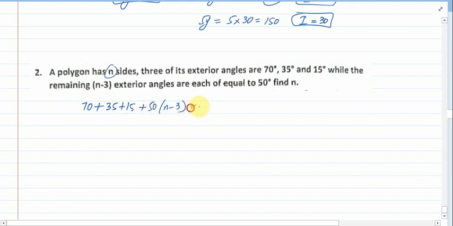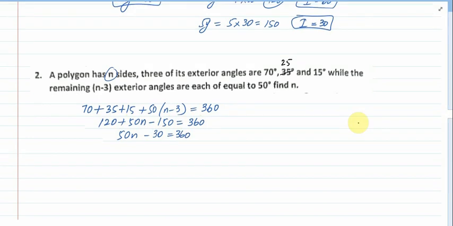Right? We know that the sum of exterior angles is 360. Now you can calculate the value of n. So 70 plus 35, that is 105, plus 15, so it's 120. 120 plus 50n minus 150 equals 360. Plus 120 minus 150, that means minus 30, equals 360. Alright, so that means 360 plus 30 divided by 50. So there is an error in the question.